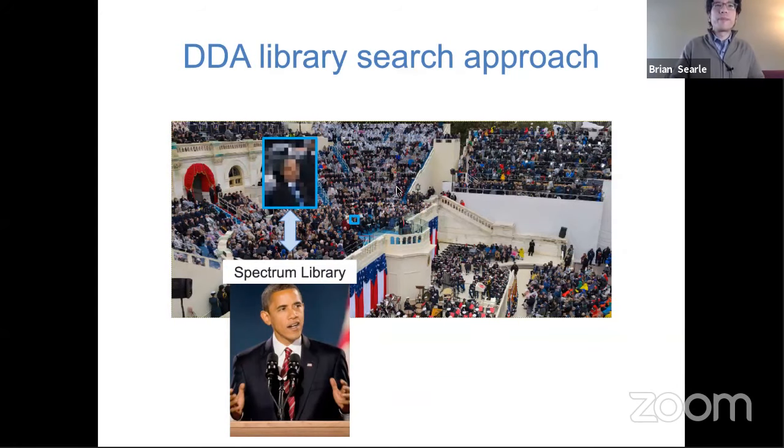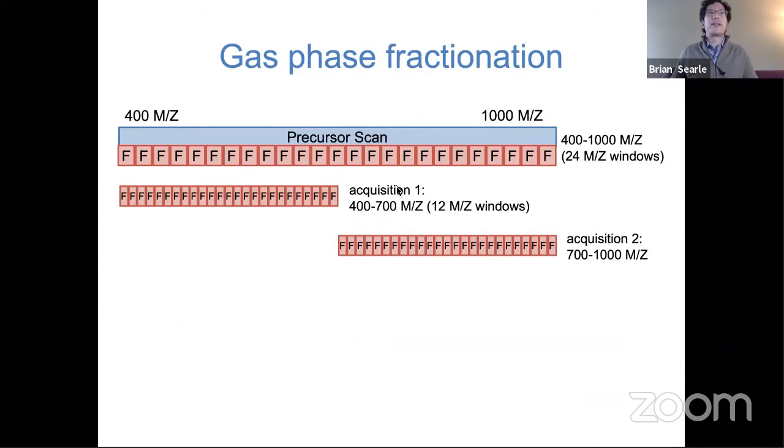So one way to help with this is to use gas phase fractionation. I think it's a really clever idea, developed by the Goodlett lab originally over 10 years ago, where they use multiple injections for a single sample. They take that same sample, and instead of measuring from 400 to 1,000 m/z with 24 m/z wide windows, they acquire it in 2 injections, one at 400 to 700 with 12 m/z wide windows, and 700 to 1,000 in a second injection, again with half-size windows. This is a very powerful method to get much more accurate or highly resolved data.